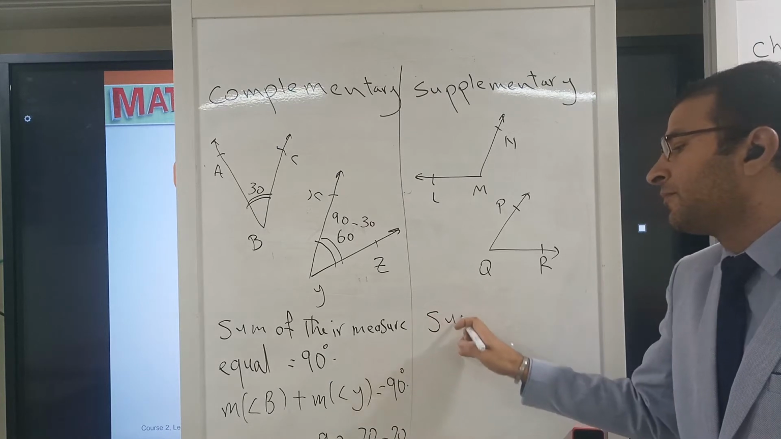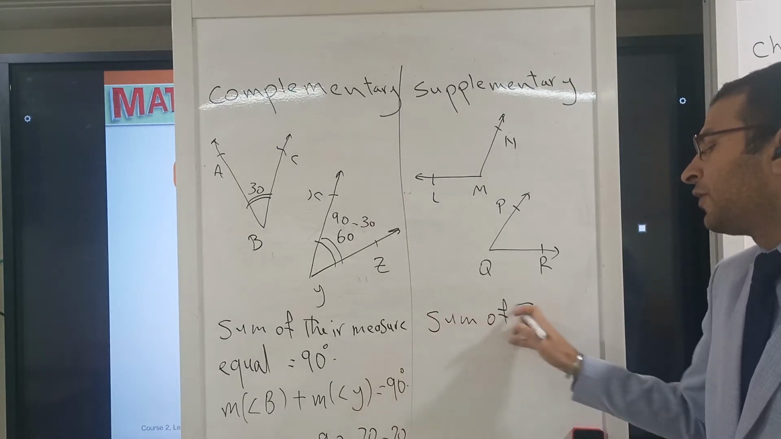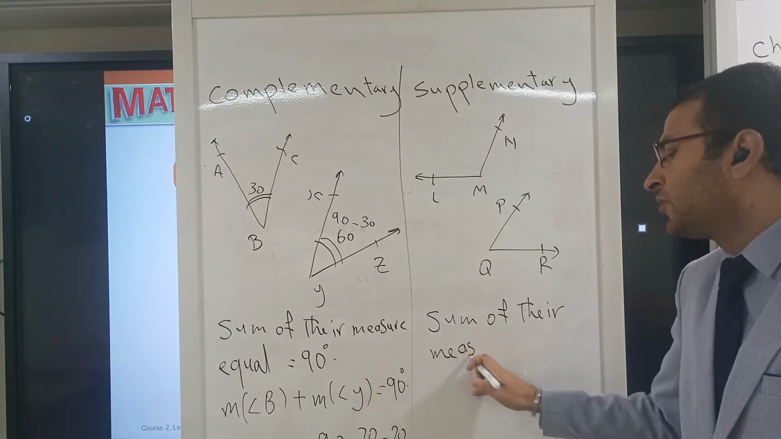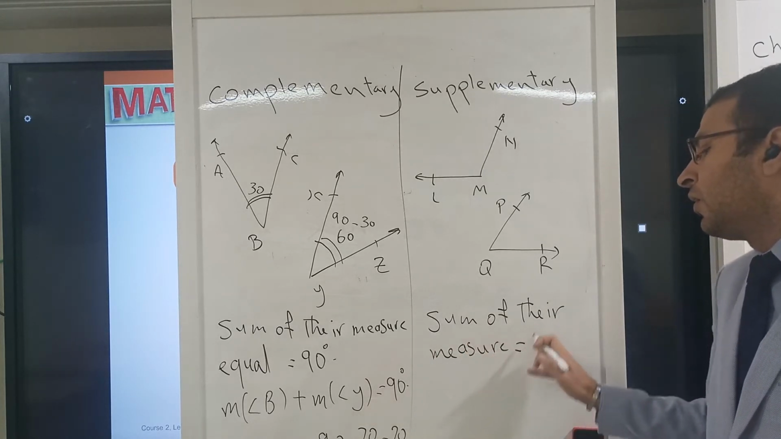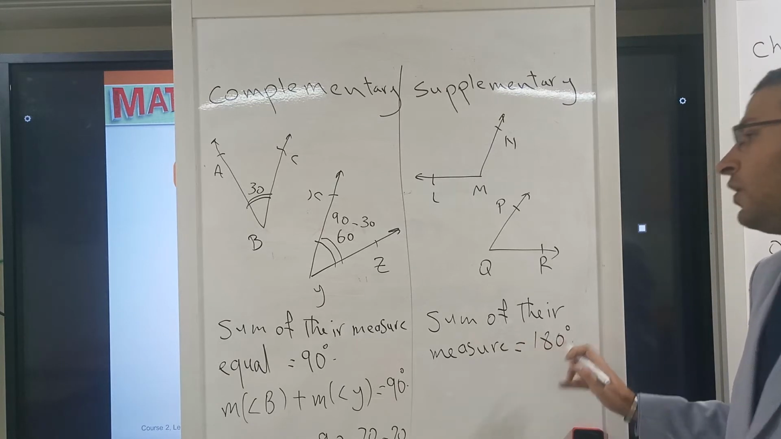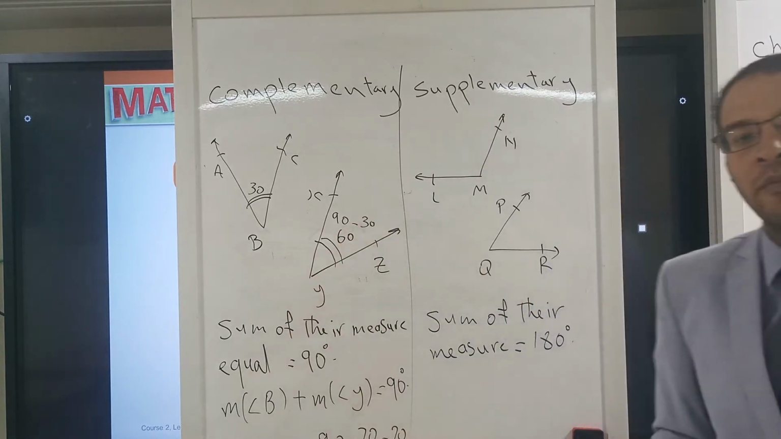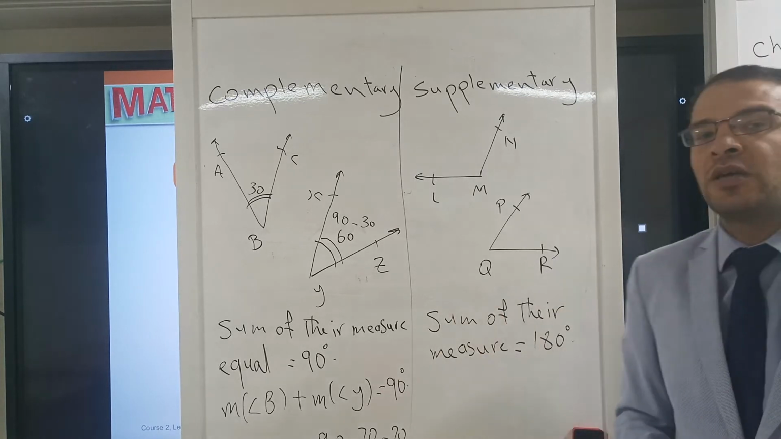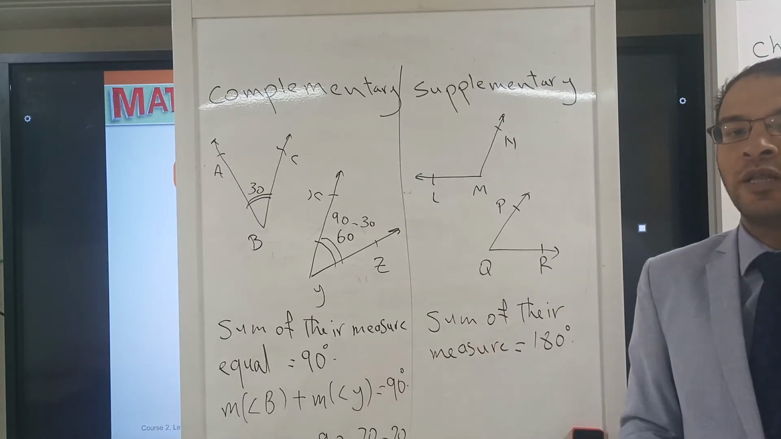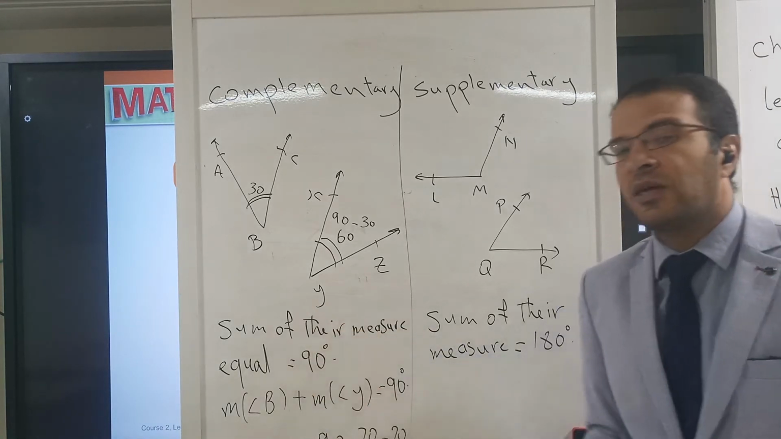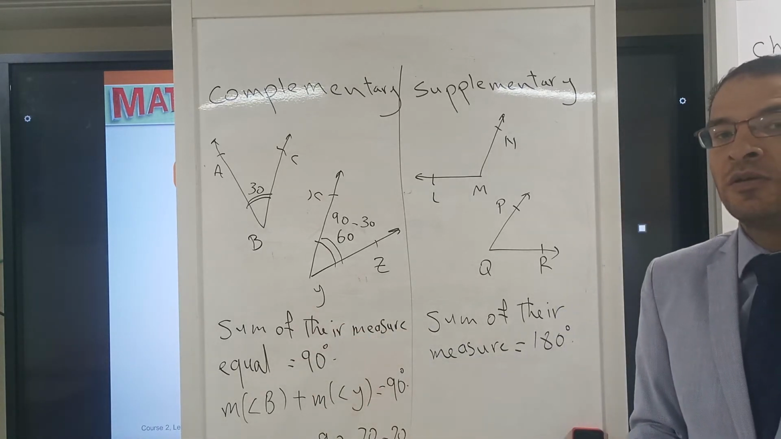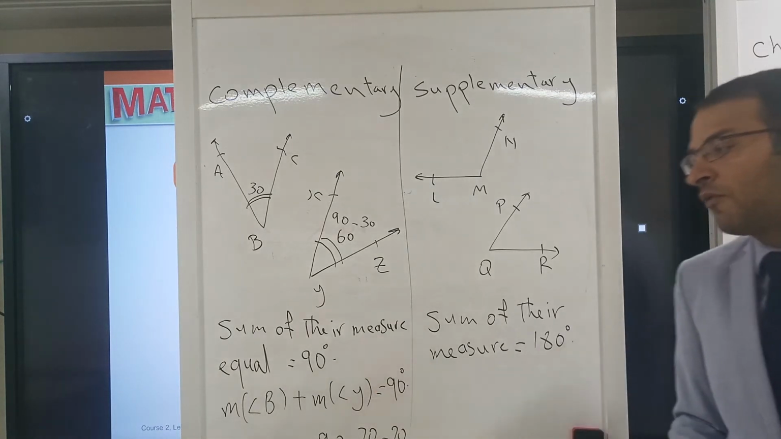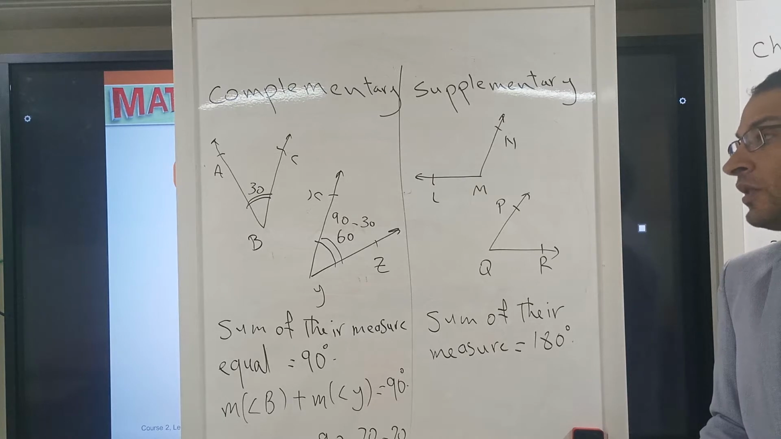Again, the sum of their measure equals 108. So the complementary, the sum of their measure is equal to 90. The supplementary, the sum of their measure is equal to 108. Again, complementary, the sum of their measure is equal to 90. Supplementary, the sum of their measure is equal to 108.